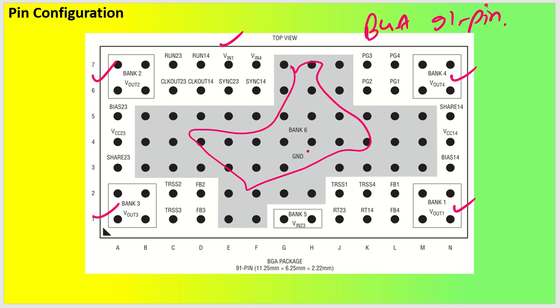We have V input 1, V input 4, and then we have sync 2 3, sync 1 4. 1 4 means channel 1, channel 4. 2 3 means channel 2, channel 3. We have clock output 2 3, clock output 1 4, run 1 4 and 1 2 3, and this is feedback 2, feedback 3. So this has been done very easily. FB2 is almost close to V out 2 and FB3 is close to V out 3. Similar to that, FB4 is close to V out 4, it will be here, and FB1 is V out 1. So this is how it is mentioned. It is very easy to recognize the pin configuration of this particular IC.